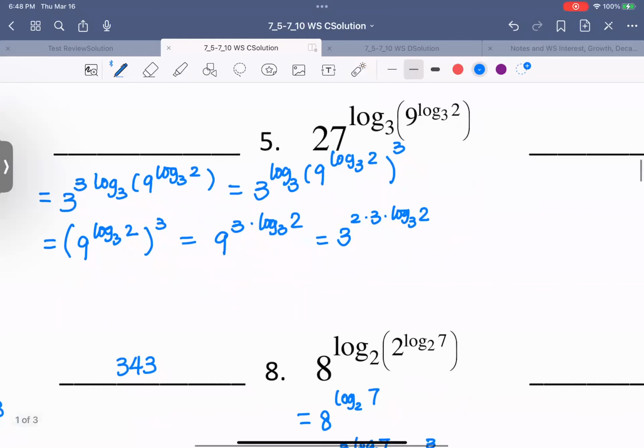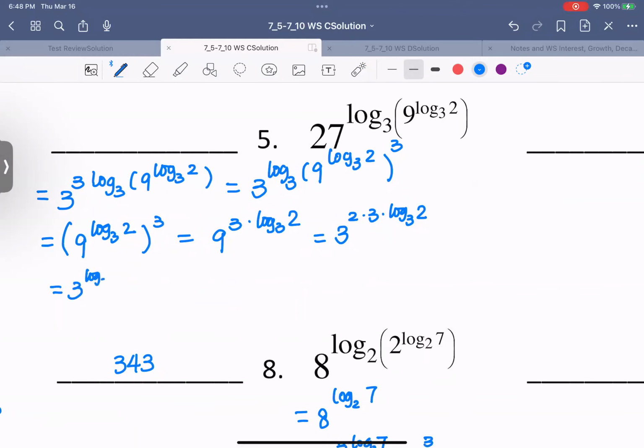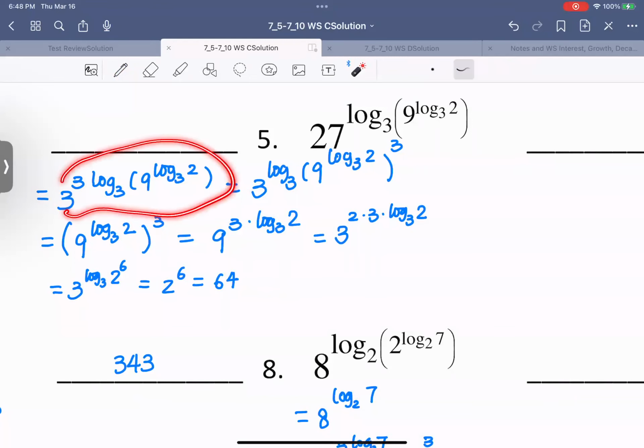So you have 3, and then log base 3, and then 2, and then to the power 6. This equals 2 to the power 6, which is 64. Yeah, that's it. Does anybody need help for this question?